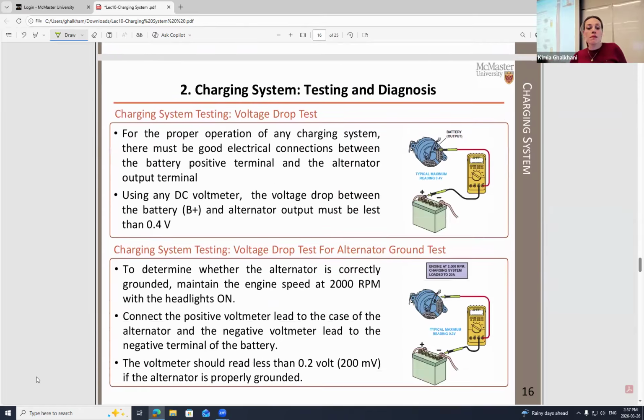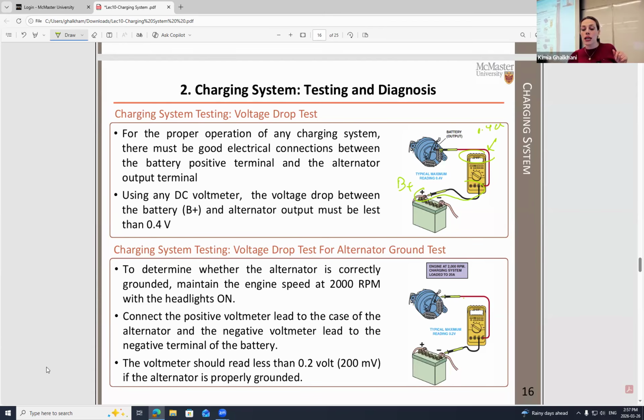Another one is the voltage drop test. Voltage, again, we are using a multimeter, but we have two methods: either we are looking at the positive or the negative. If we are looking at the positive, we have to connect the battery positive to the alternator, and then read the voltage accordingly. If we have at least 0.4 volts, we are in good shape. Otherwise, we have some trouble and we have to troubleshoot.